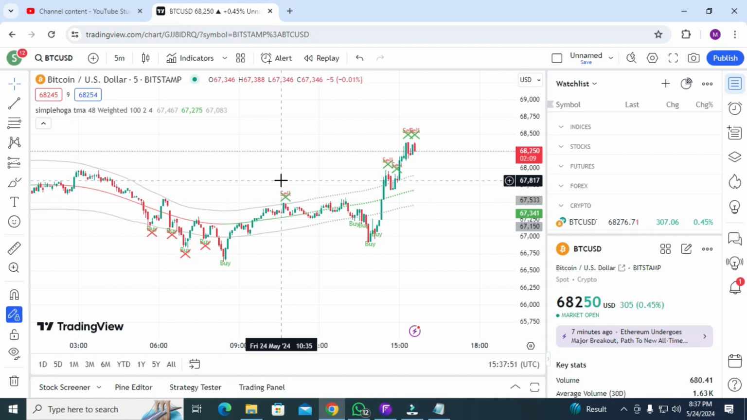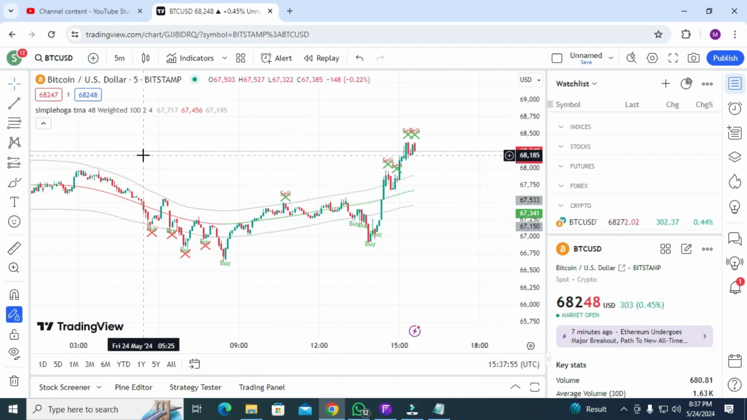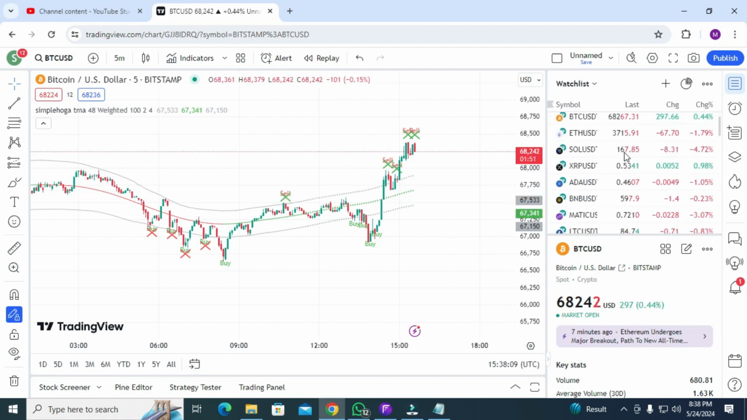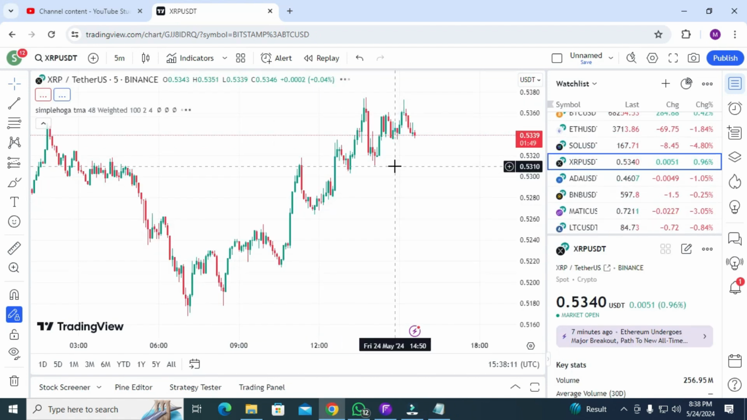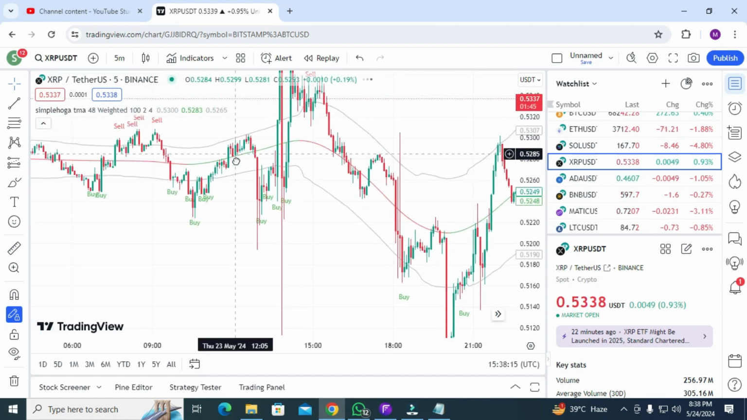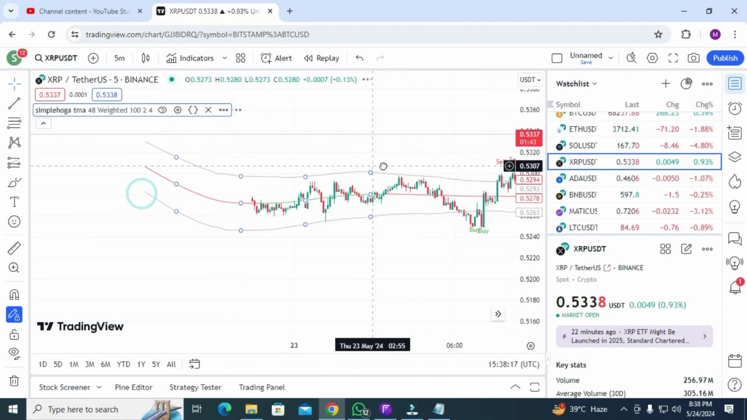And one more important thing, this indicator is especially for BTC, for Bank Nifty, and for some stocks, but it will not work on all pairs. For some crypto pairs it will not work. It will work on all pairs, but you will not see the cross signals. Here you can see you will not get the cross signal.